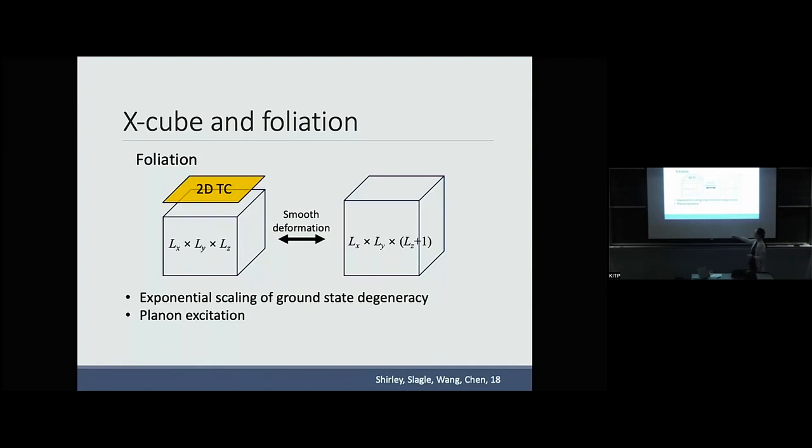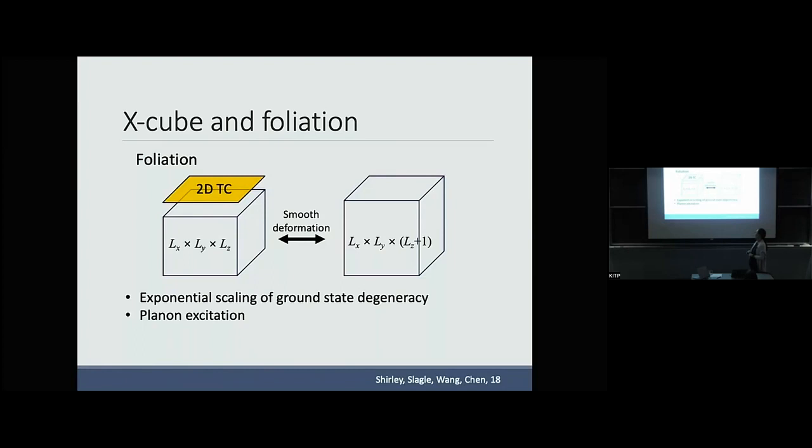For example, well, we mentioned that one key feature is the scaling of the ground state degeneracy with the system size, the exponential scaling. And that's already obvious from this foliation picture, because we found that with smooth deformation, we can just peel off these two-dimensional toric code layers. It's like taking one layer off, another layer off. So there are lots of hidden toric code layers inside the three-dimensional bulk, and because each layer would contribute a ground state degeneracy of a factor of 4, so when you stack them up, that gives you the exponential scaling of ground state degeneracy.